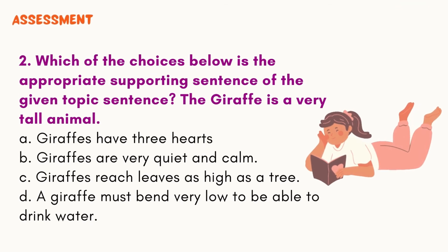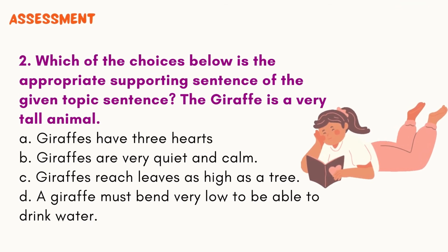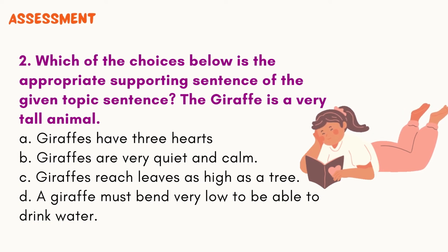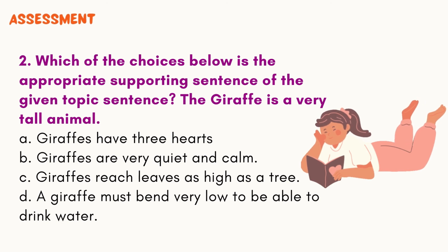Number 2. Which of the choices below is the appropriate supporting sentence of the given topic sentence? The giraffe is a very tall animal. A. Giraffes have 3 hearts. B. Giraffes are very quiet and calm. C. Giraffes reach leaves as high as trees. And D. Giraffes must bend very low to be able to drink water.